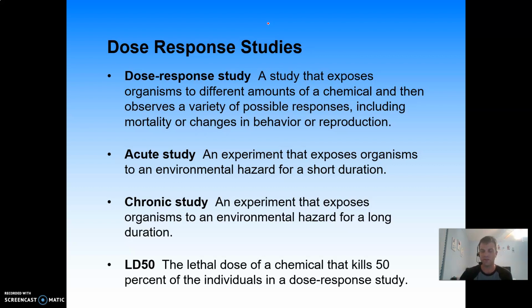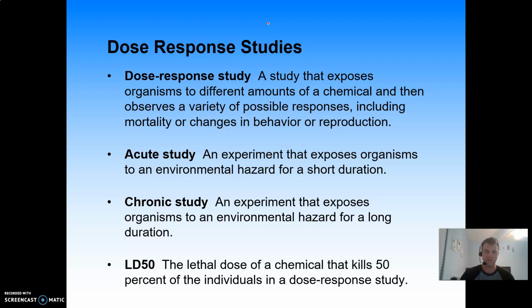We do try to do this as much as we can with invertebrate animals, like insects and things like that. But there will be rat and mice studies on this as well. An acute study is an experiment that exposes organisms to an environmental hazard for a short duration, just like we talked about acute diseases and chronic diseases. You've got acute studies, which give you a large amount for a short amount of time, and a chronic study, which would give you a little amount of an environmental hazard for a long duration.